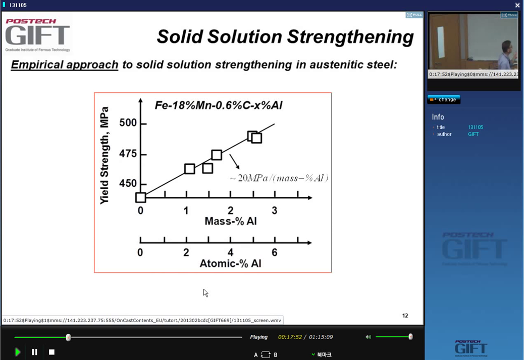And the same thing for austenitic steels. For instance, here is a recent example for a TWIP steel. Add some aluminum, and you see a linear increase in the strength. So you can derive from this 20 megapascals per mass percent of aluminum that you add. And so you can use this in practice.